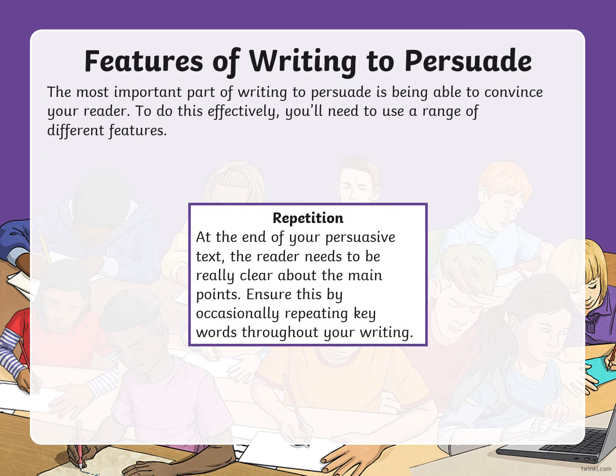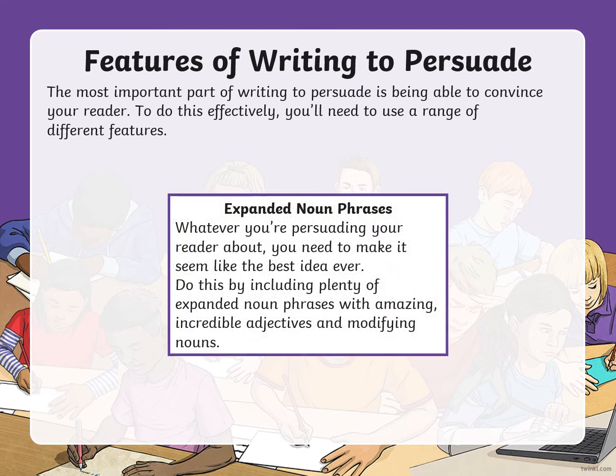Repetition. At the end of your persuasive text, the reader needs to be really clear about the main points. Ensure this by occasionally repeating keywords throughout your writing. Whatever you are persuading your reader about, you will need to make it seem like the best idea ever. Do this by including plenty of expanded noun phrases with amazing, incredible adjectives and modifying nouns.